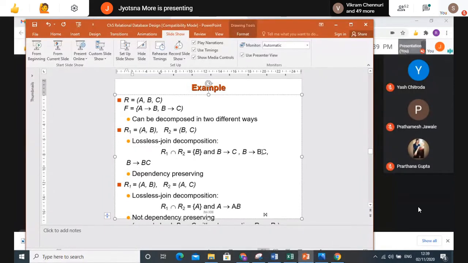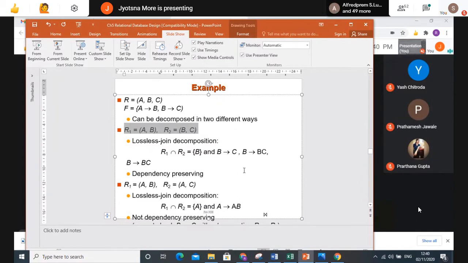So now I am getting B. B is determining B comma C. Okay. So B comma C is nothing but what? It is the set R2. So I'm getting B which is giving B comma C, which is my R2, which is equal to R2, right? So because of that, I am saying this decomposition which I have done is my lossless join decomposition. Clear?